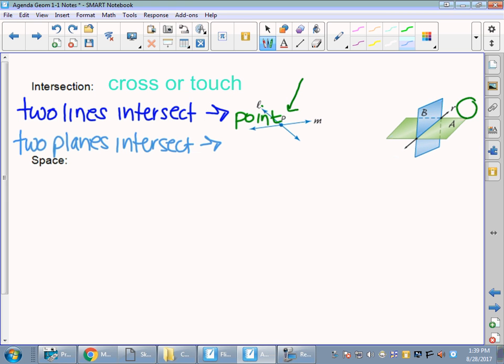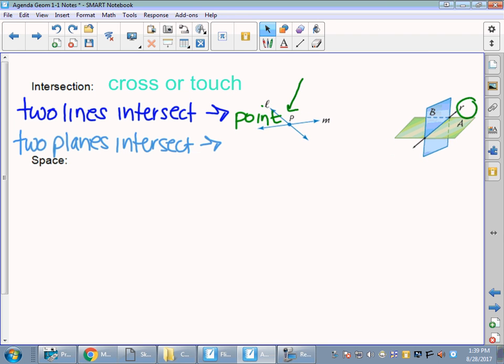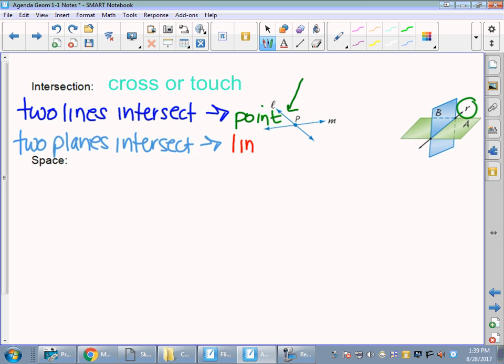Notice right here, whoa, I'm way off. Notice right there, make this work. There we go. Line R is where those two planes intersect. So two planes intersect and form a line. Kind of an important fact.